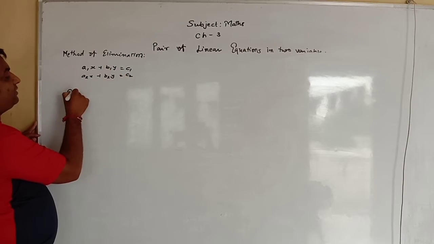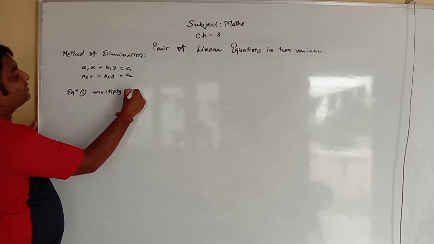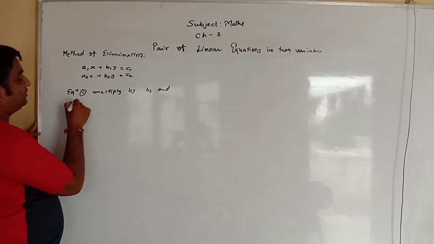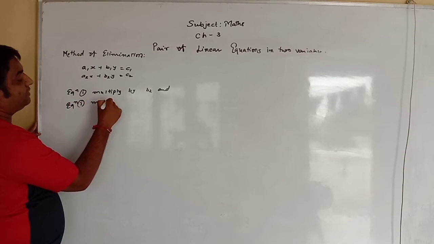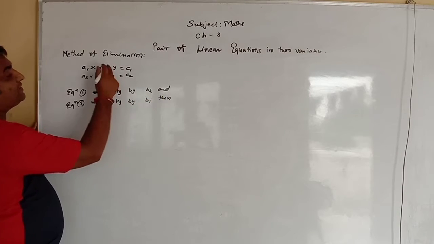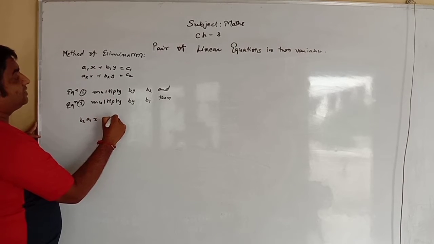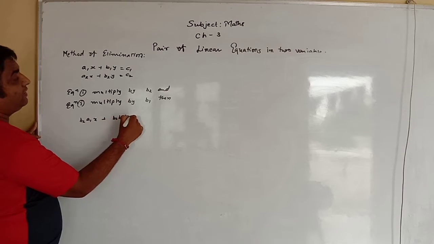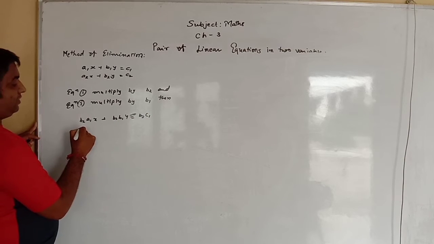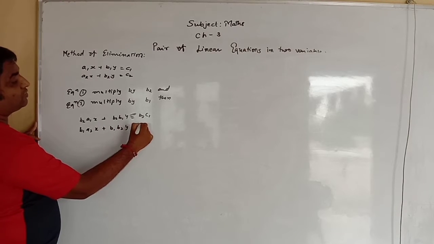Then equation 1 is multiplied by b2 and equation 2 is multiplied by b1. Then we get the equations b2 a1x plus b2 b1y equals b2 c1, and here b1 a2x plus b1 b2y equals b1 c2.